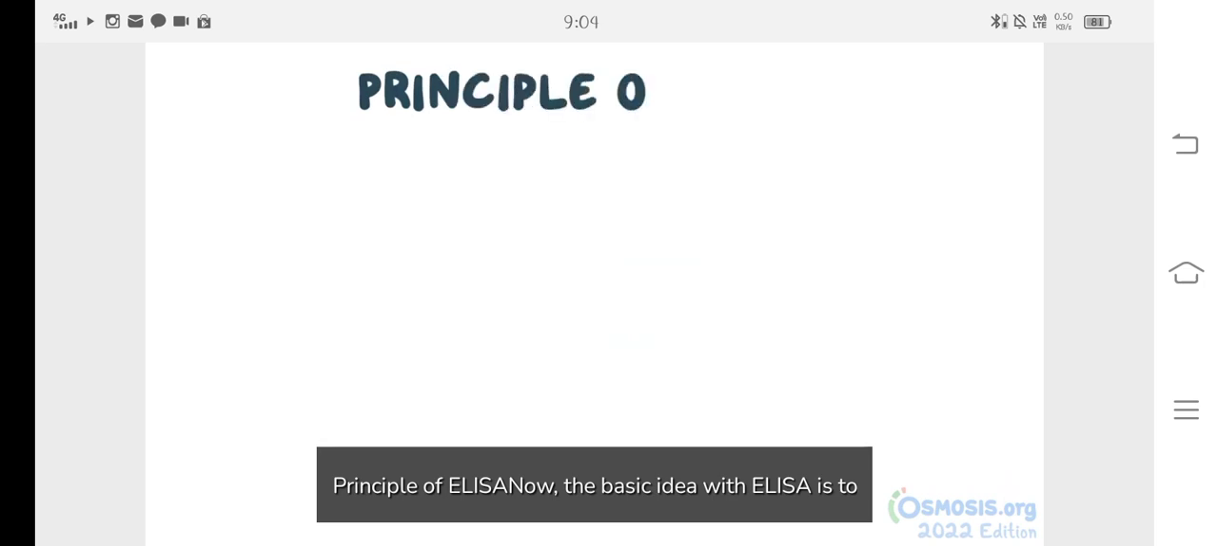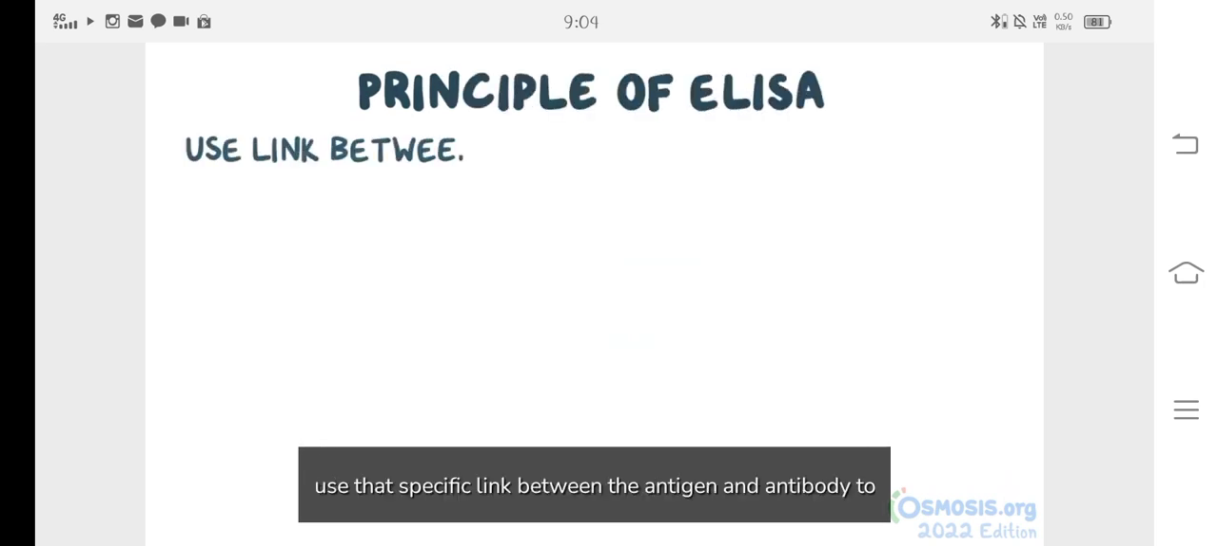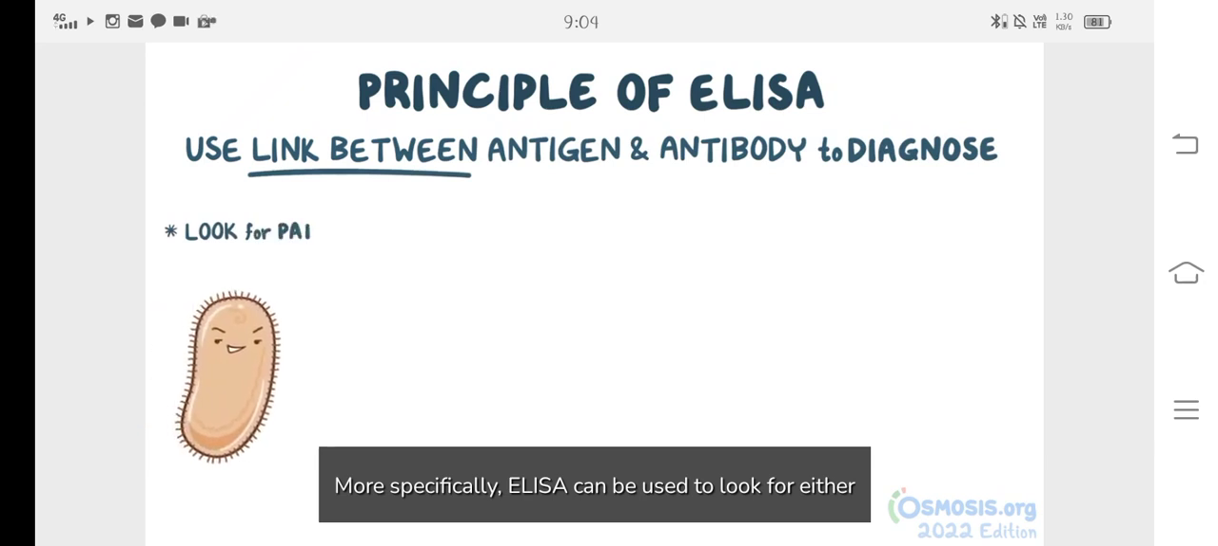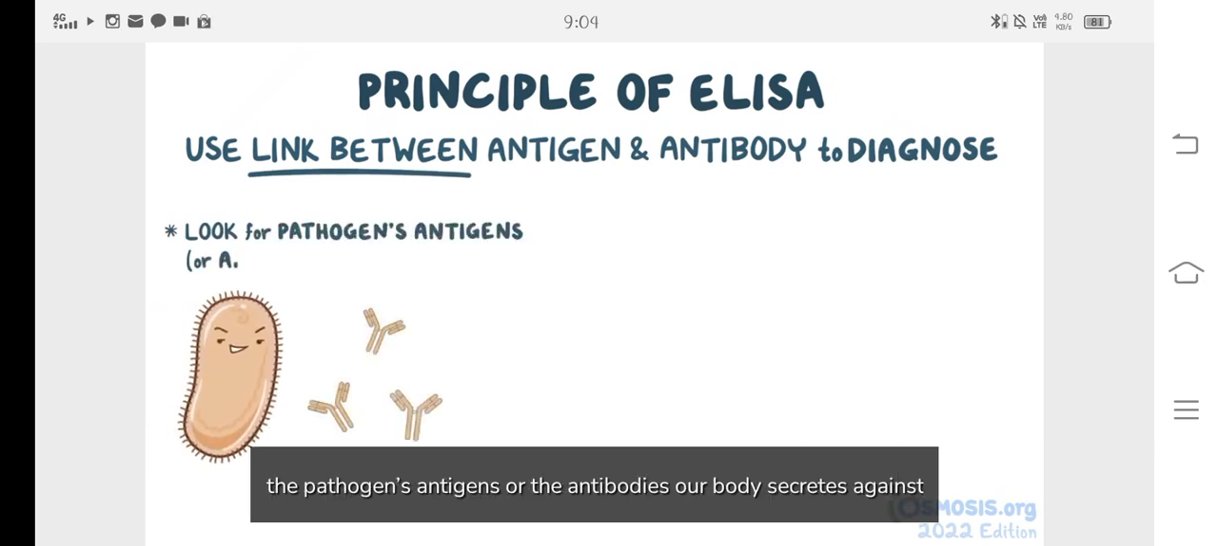Now, the basic idea with ELISA is to use that specific link between the antigen and antibody to help diagnose infections or autoimmune diseases. More specifically, ELISA can be used to look for either the pathogen's antigens or the antibodies our body secretes against them.